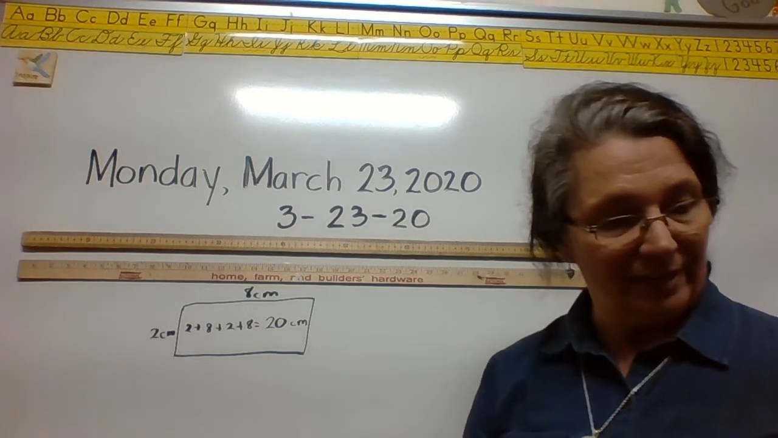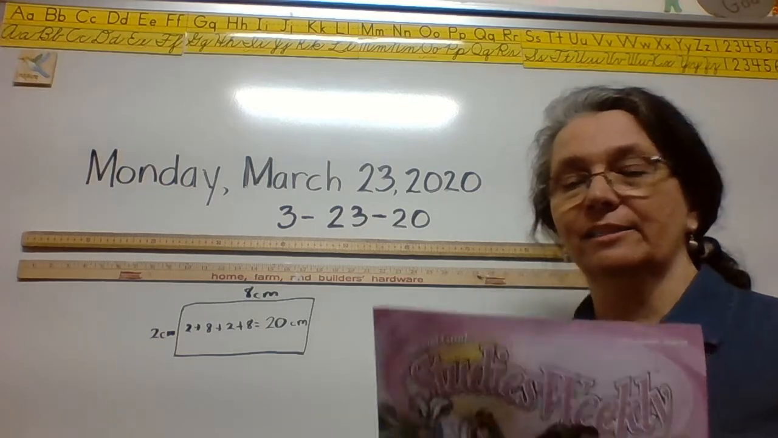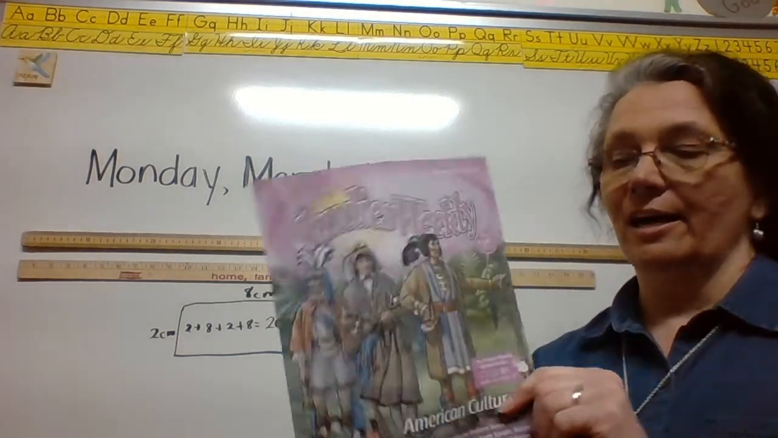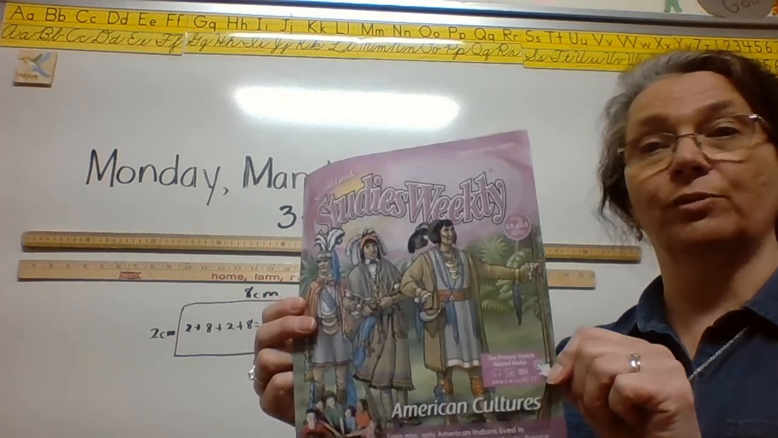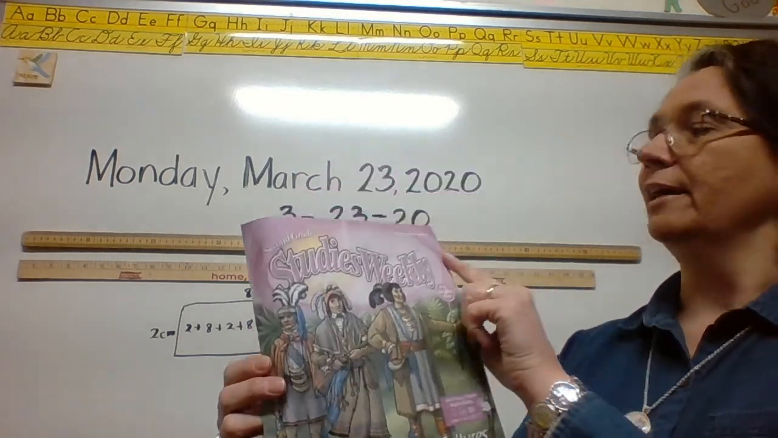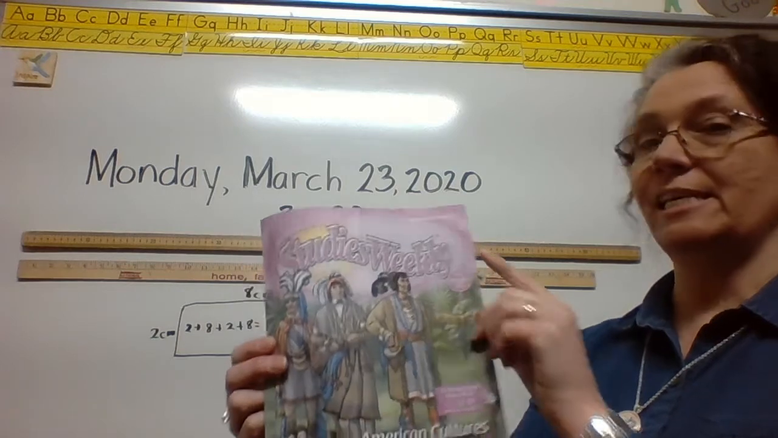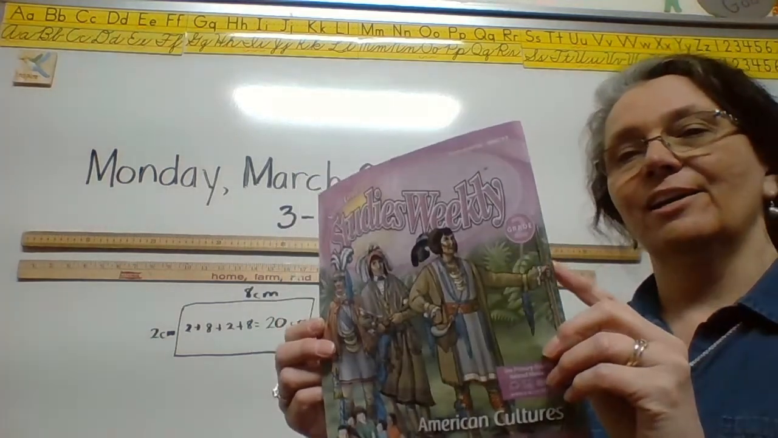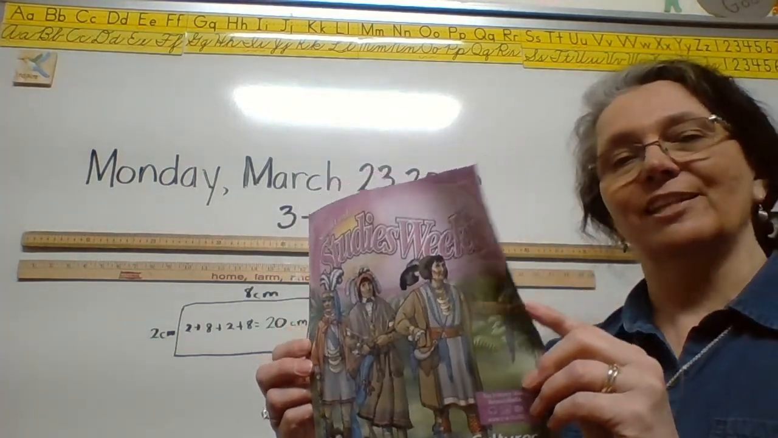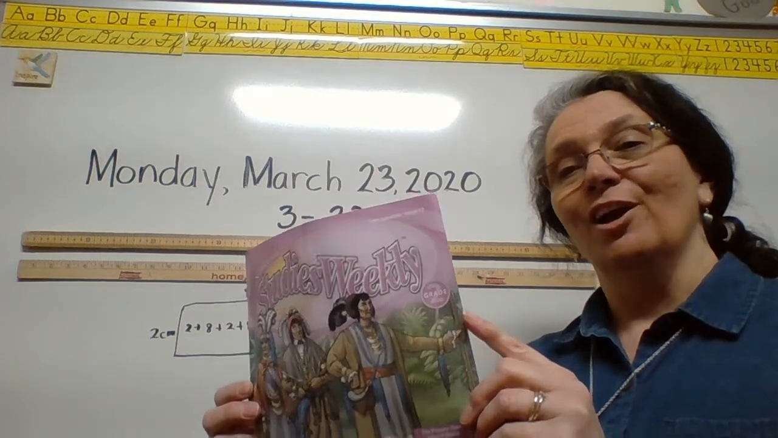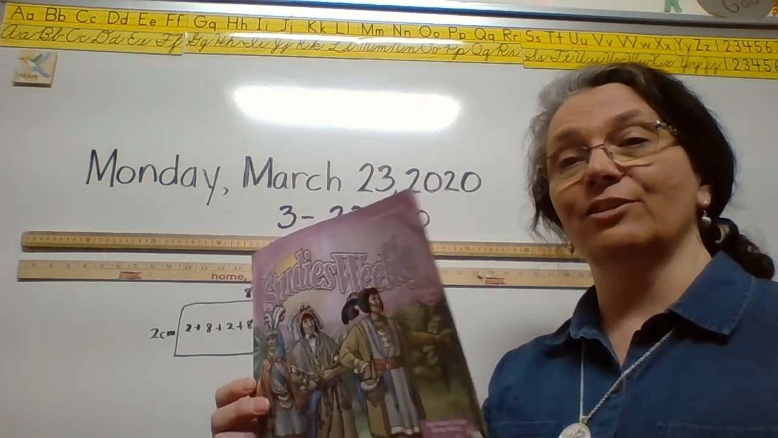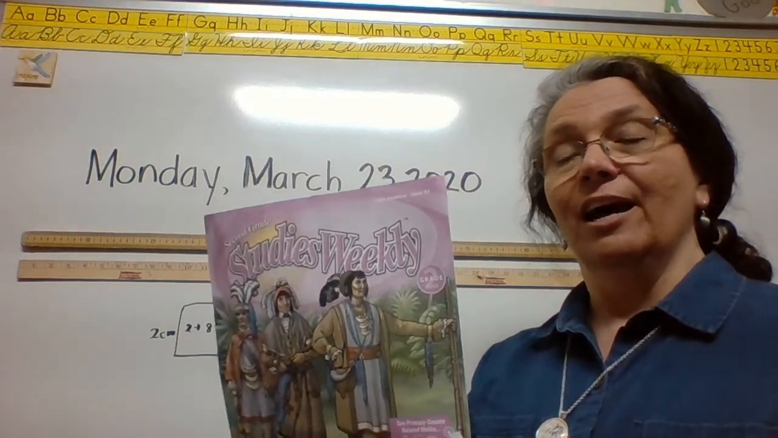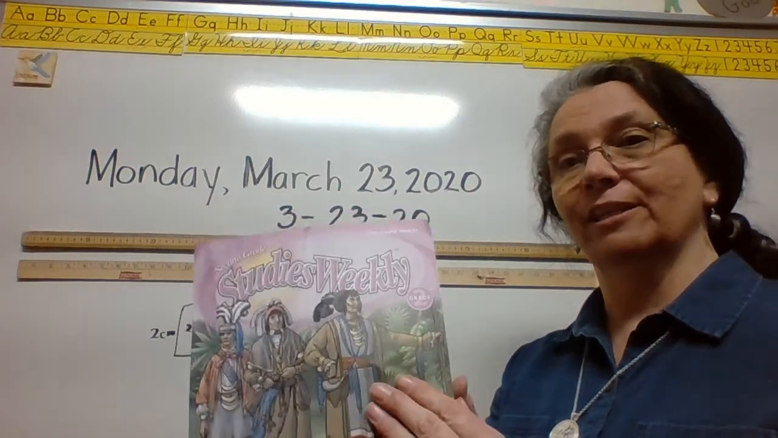And now the next thing that I want you to work on today and tomorrow is the American Cultures page for Studies Weekly. So read that on your Studies Weekly website. It's week 17. Okay, and be thinking about different cultures, and then be thinking about your own culture. What are some things that are special to your family? Holidays or foods that you eat that are special to your family in particular.